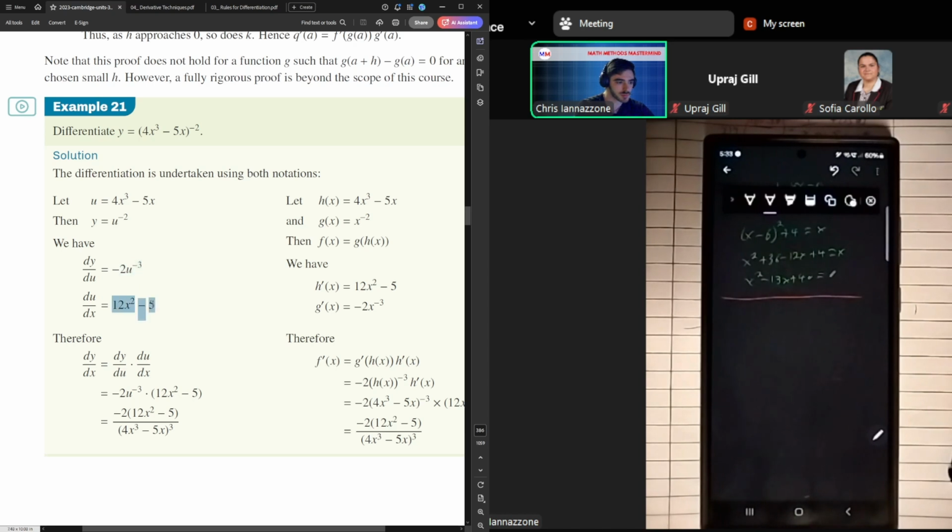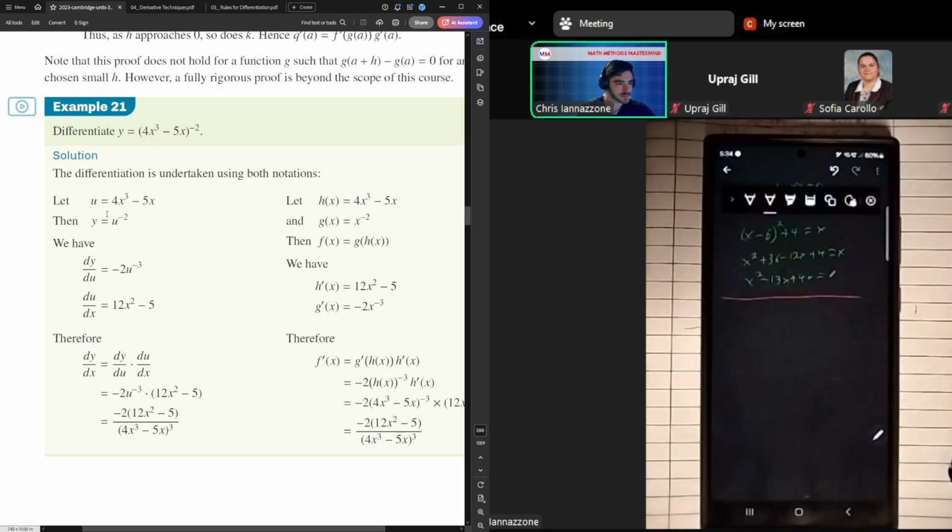All you do from here is multiply these two things together. So you're going to have your -2u to the power of -3 multiplied by the 12x squared minus 5. From there, you want to get everything back in terms of x. They've done all the simplification in one single line. What you would do is plug whatever u was, so you'd plug this cubic back into this spot and then expand everything out from there.